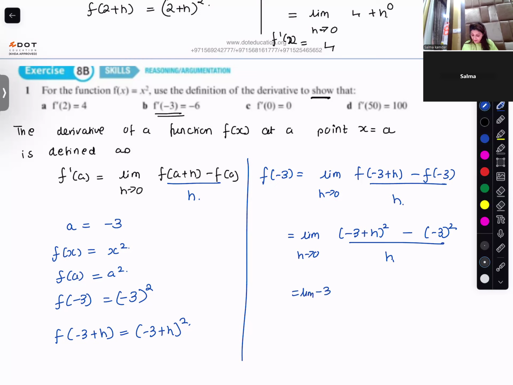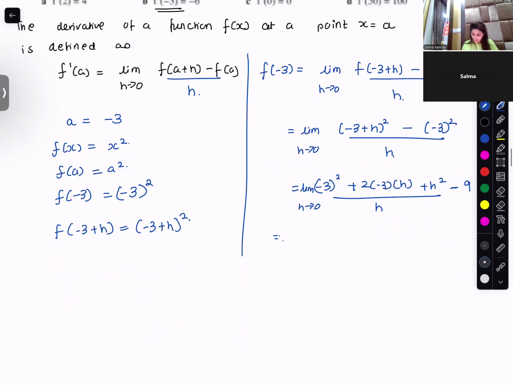I will not forget to put limit h tends to 0. a square plus 2ab plus b square. The minus sign is over here and minus 3 square is nothing but 9. The whole divided by h. So this is limit h tends to 0.